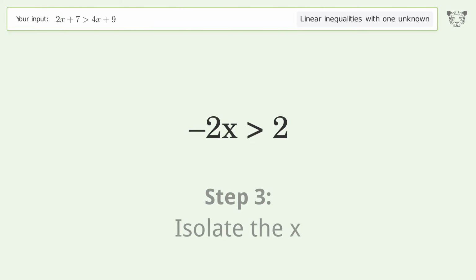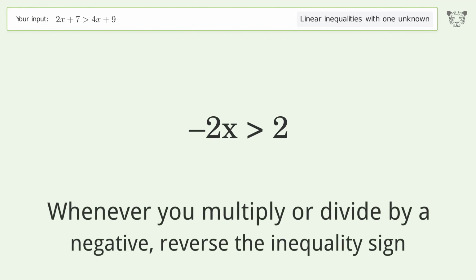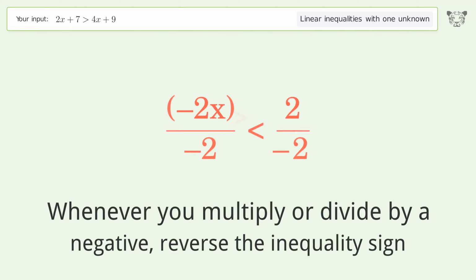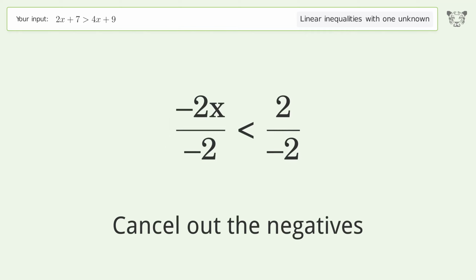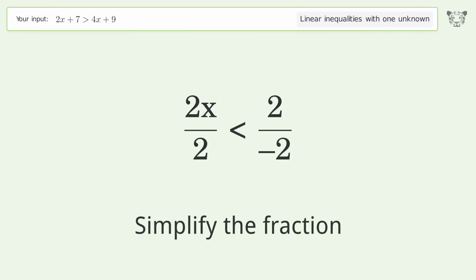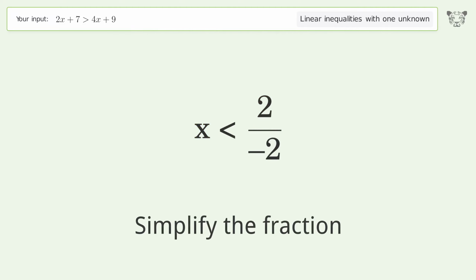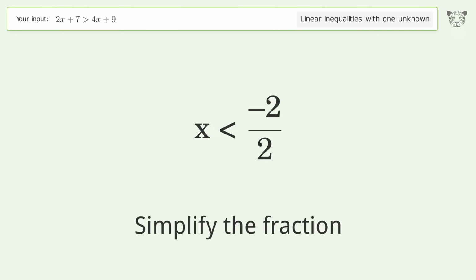Isolate the x. Divide both sides by -2. Whenever you multiply or divide by a negative, reverse the inequality sign. Cancel out the negatives. Simplify the fraction. Move the negative sign from the denominator to the numerator. Simplify the fraction.